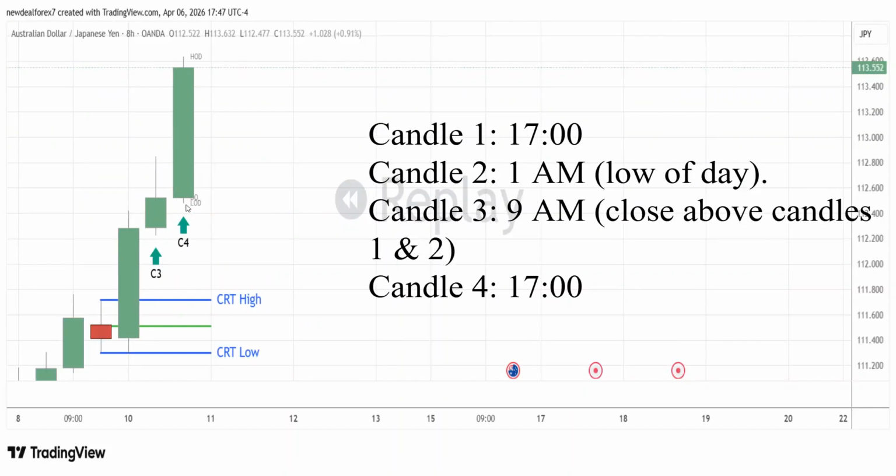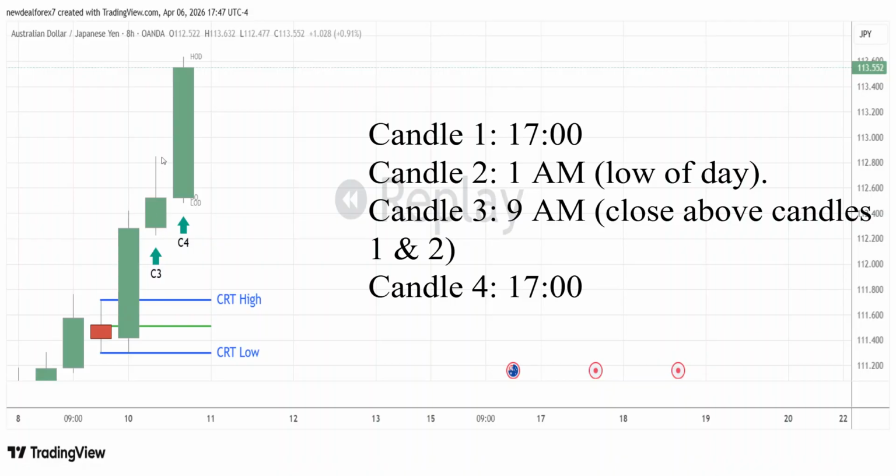So let's take a look at a different example though. We have candle 1, which was at 1700 hours, candle 2, which created the low of the day at 1 a.m., and it rocketed out. Just because you see a large candle 2 doesn't mean you missed the move. It just means that you may have to be a little more careful with your entries, because when candle 2 closes all the way up here, we don't know how far price may retrace until it continues.